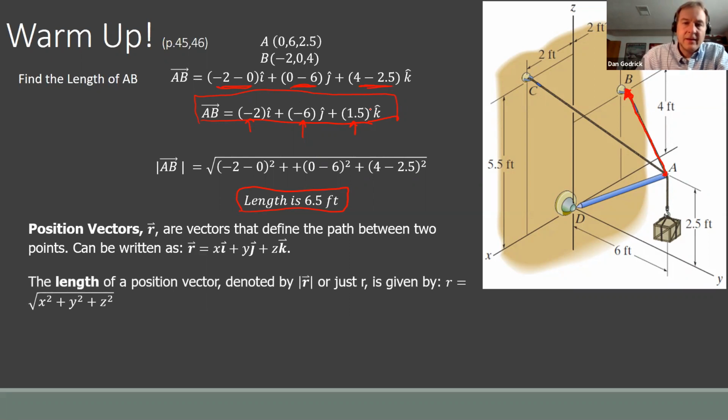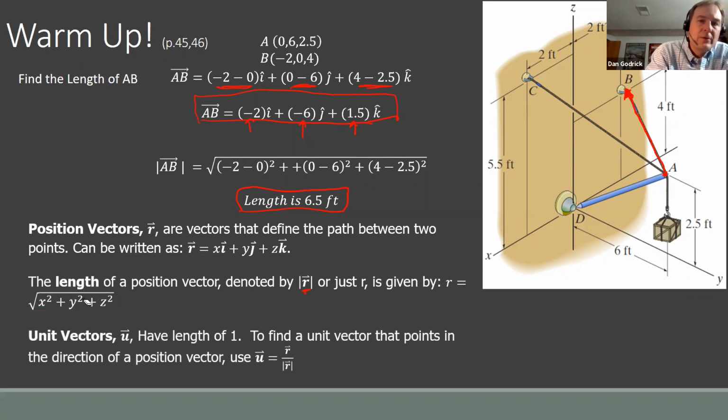The length is just the magnitude of R, given by the square root of the sum of the squares of the x, y, and z magnitudes. So we saw the example of that. And then a unit vector is just, you take your vector, AB, and you divide it by its length. And so now you have a vector of length 1 in the direction of AB. Very useful because it's sort of a pointer. And it has a length of 1, very important, length of 1.